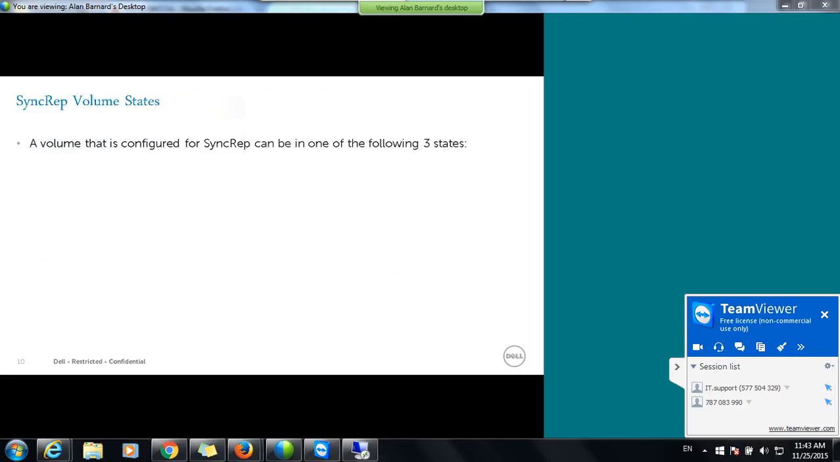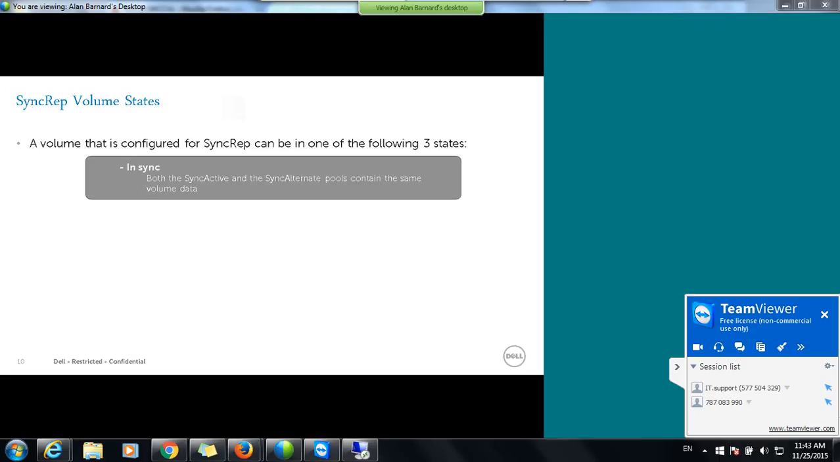This is synchronous replication in design, in detail. A volume that is configured for sync rep can be in one of the following three states. First, in sync. What is in sync? Both know the same thing. Same like synchronization, okay? So you have your active sync in Exchange. You probably know that very well. Both always have the same information.